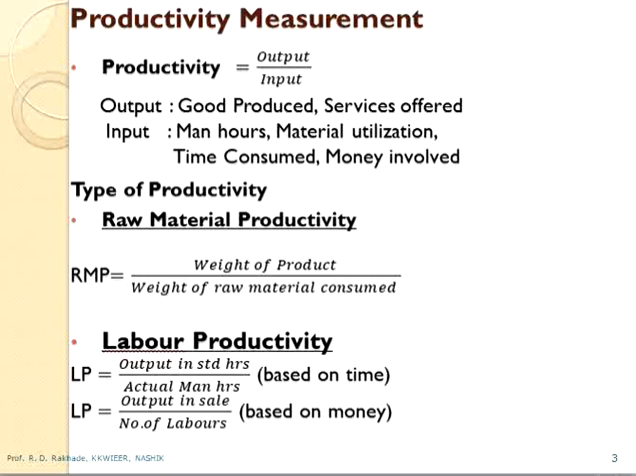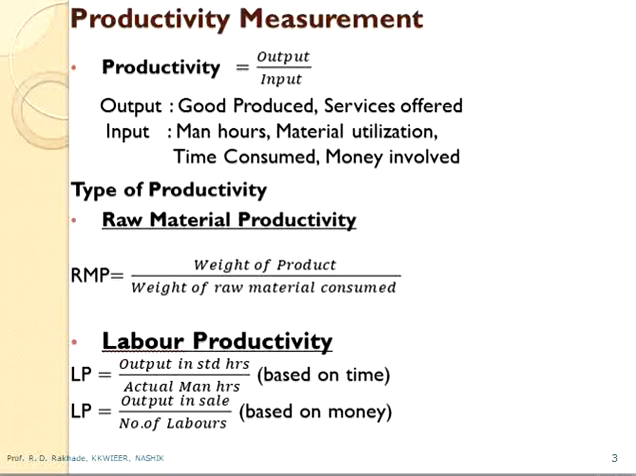In input we consider resources: man, machine, material, and their utilization. So we consider man hours, material utilization, time consumed, money involved. Then there are various types of productivity for measurement. First, raw material productivity: the ratio of weight of finished product to weight of raw material consumed. Suppose the weight of finished product is 5 kg and the raw material consumed is 10 kg. So 5 divided by 10 is nothing but 0.5 productivity.